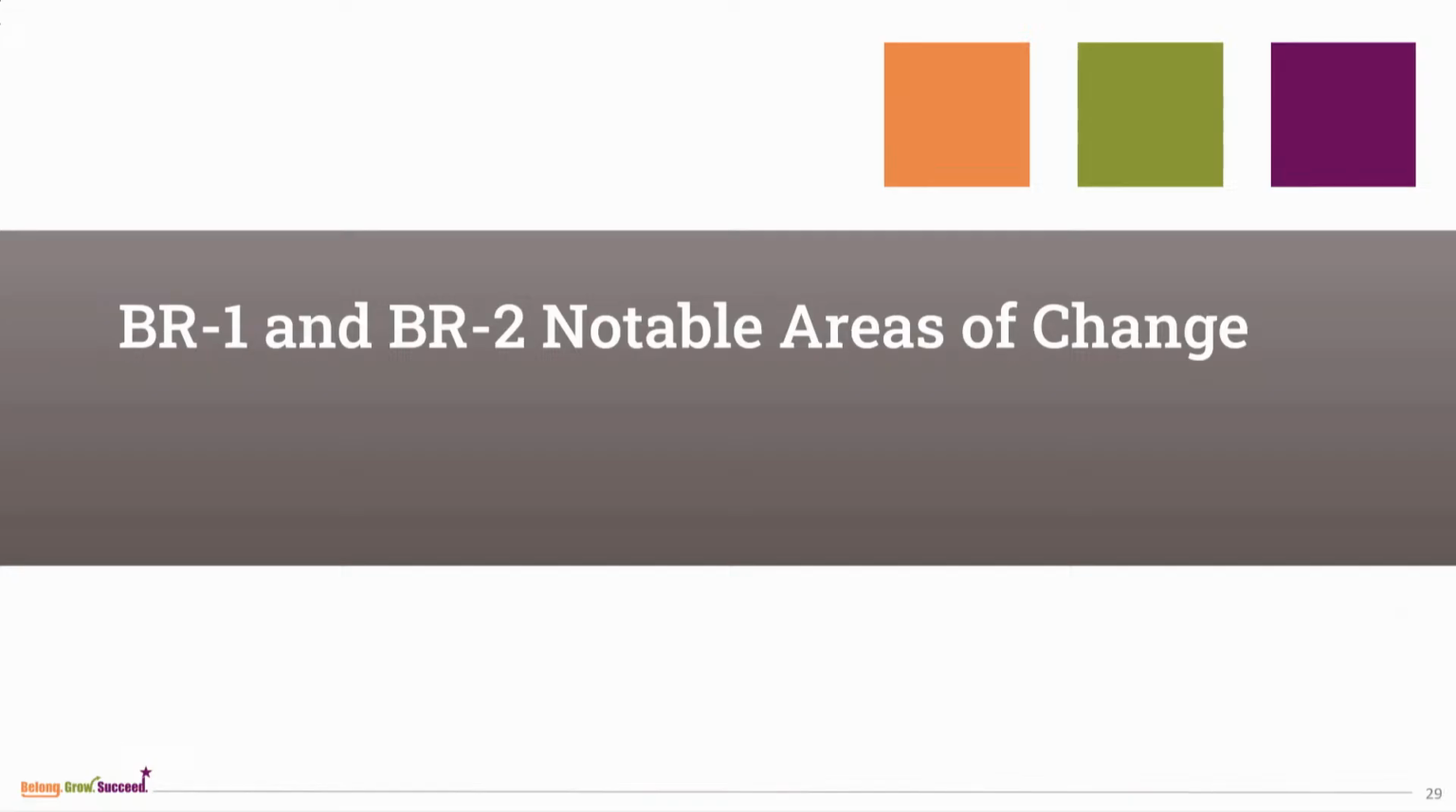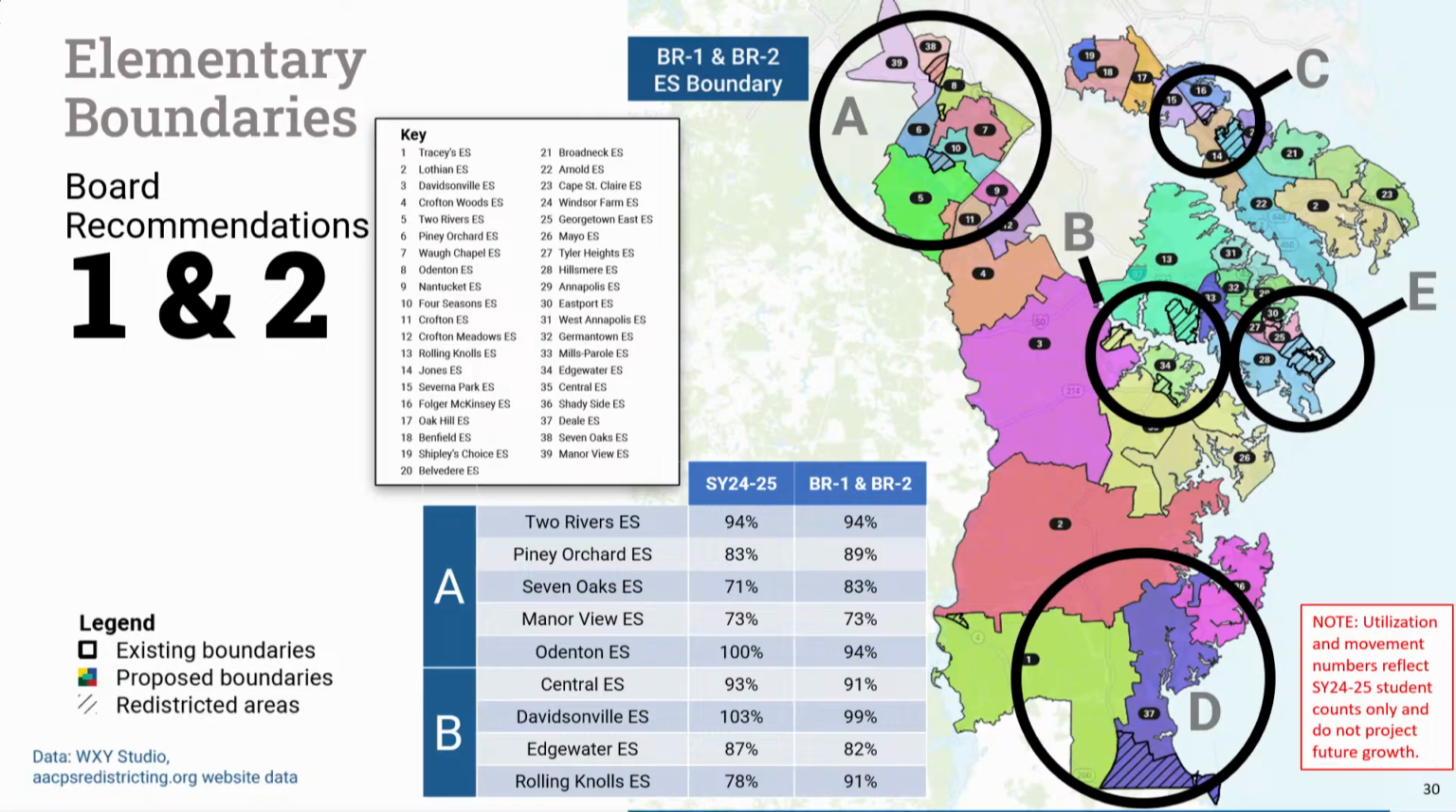Next, I would like to review the notable area boundary changes contained in Board Recommendation 1, BR1, and Board Recommendation 2, BR2. As a reminder, the hatched areas of the screen noted areas being redistricted from current boundaries. Board Recommendation 1 and BR2 propose identical elementary school level boundary changes. In Area A, boundaries are modified for Two Rivers, Piney Orchard, Seven Oaks, and Manor View elementary schools, such that the northern portion of Piney Orchard Elementary, proposed to be zoned in SR1 and SR2, would stay at Piney Orchard Elementary, Arundel Middle, and Arundel High School, instead of changing to Manor View, MacArthur, and Meade High School.